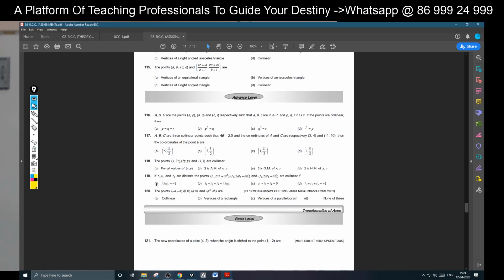Just see this. First problem. A, B, C are the points AP, BQ, CR respectively such that A, B, C are in AP and P, Q, R are in GP. If the points are collinear, then P equals Q equals R, P square equals Q, Q square equals R, R square equals P. So, let us understand that.